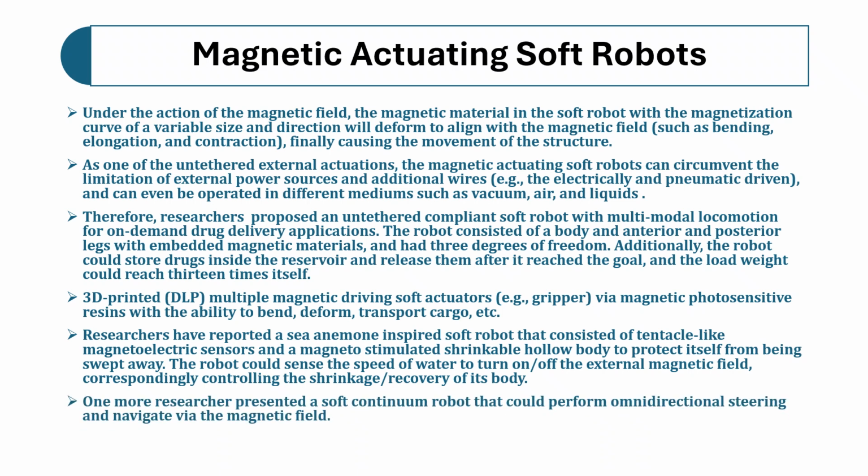Last, one more researcher presented a soft continuum robot, and this robot can perform steering. Means it can move in any direction, omnidirectional, means in multiple directions, and it navigates via the presence of a magnetic field under the alignment of the magnetic field. Understood?